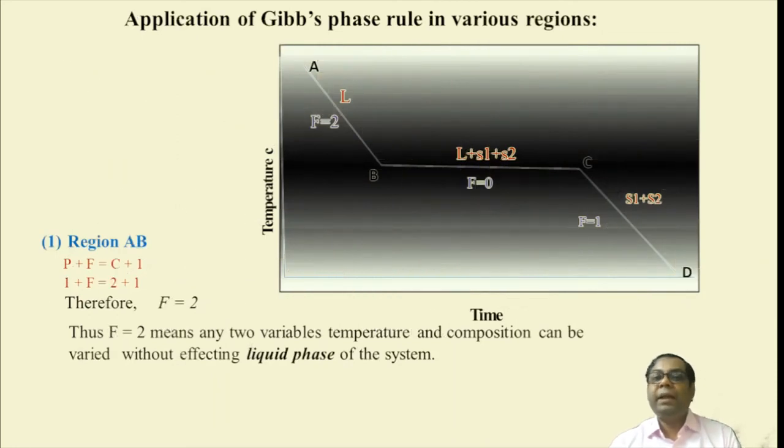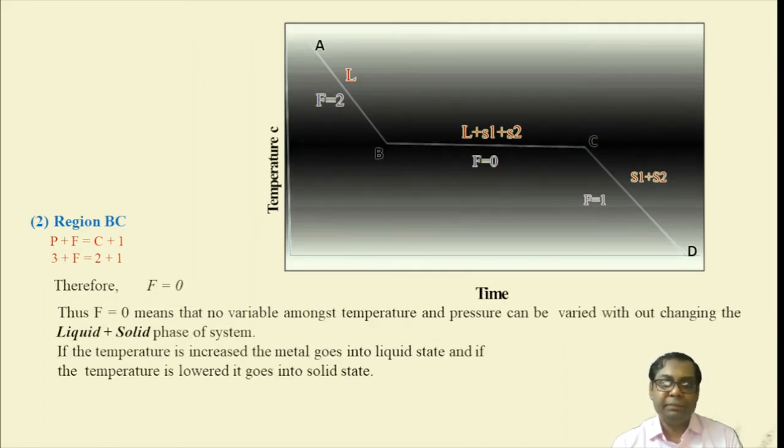Now the application of Gibbs phase rule in various regions. For this particular state, from region A to B we get P plus F equal to C plus 1. So P equal to 1 over here and C equal to 2. What does it mean? It means that F equal to 2 from the equation, so two variables, temperature and composition, can be varied without affecting the liquid phase of the system.